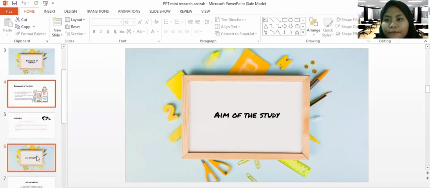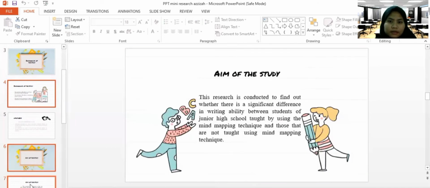Next, the aim of the study. The aim of this research is to find out whether there is a significant difference in writing ability between junior high school students taught using the mind mapping technique and those not taught using the mind mapping technique. In this research, there will be two groups of samples, consisting of an experimental and a control group.